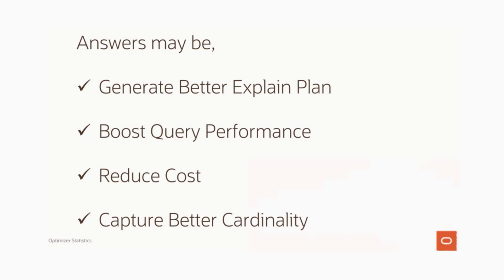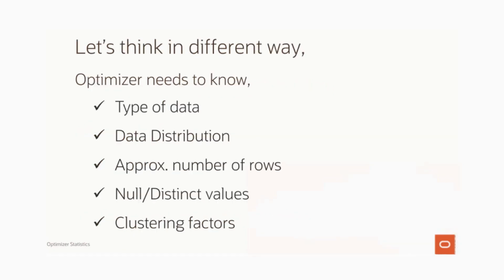That means IO, CPU, and other resources will be acquired, and the query will take maximum time for its execution. And last is better cardinality, which is also an important parameter. So this is why the optimizer needs the statistics.